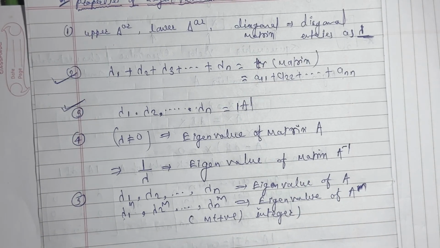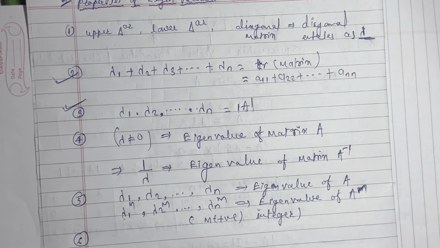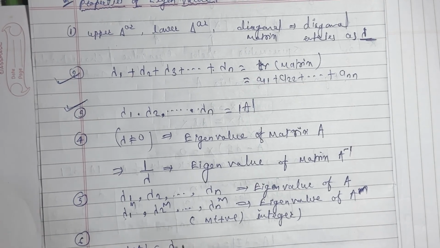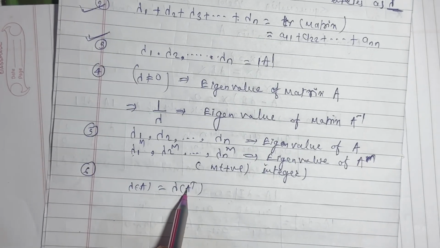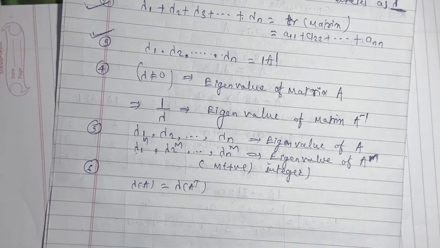Let me take you to the next property. If you take matrix A and the transpose of matrix A, the eigenvalues of A are equal to the eigenvalues of A transpose. That means if you take the transpose of a matrix, its eigenvalues and those of the original matrix are both equal. Matrix A and its transpose have the same eigenvalues.